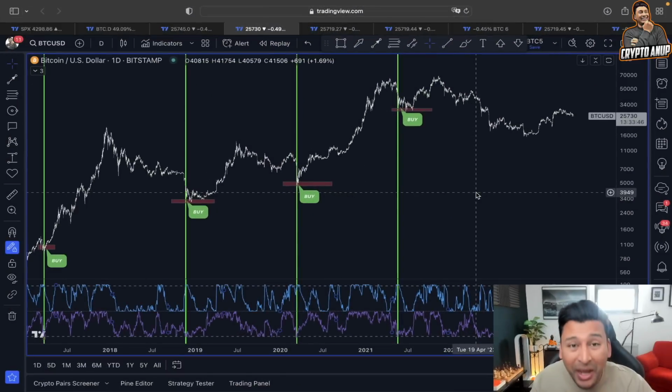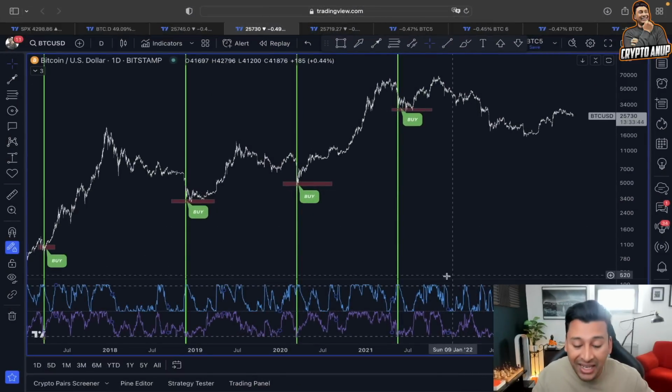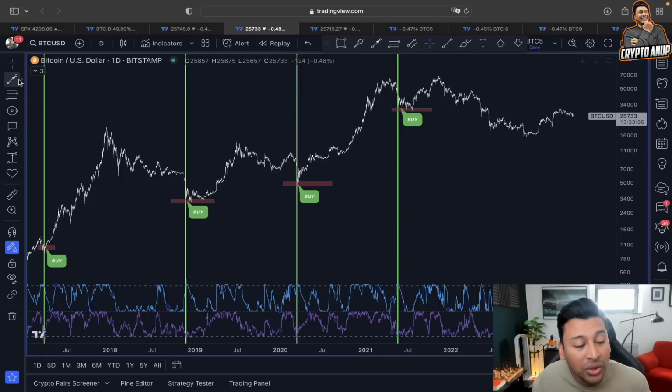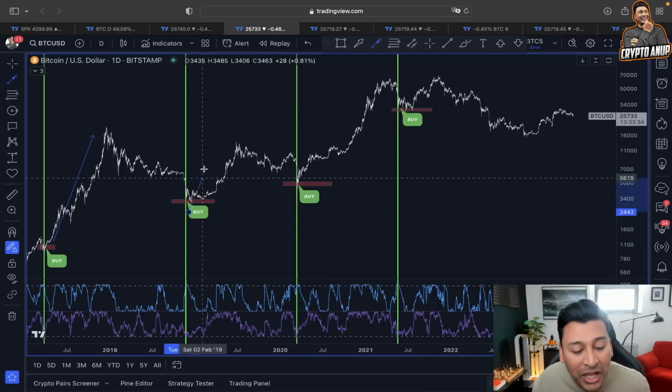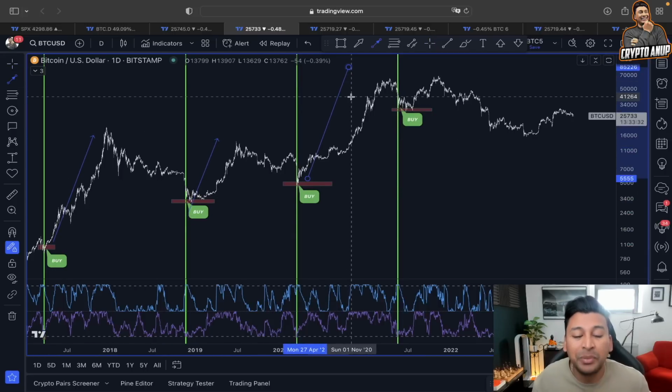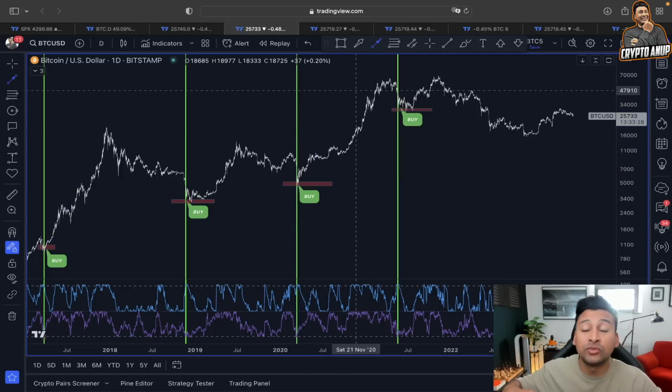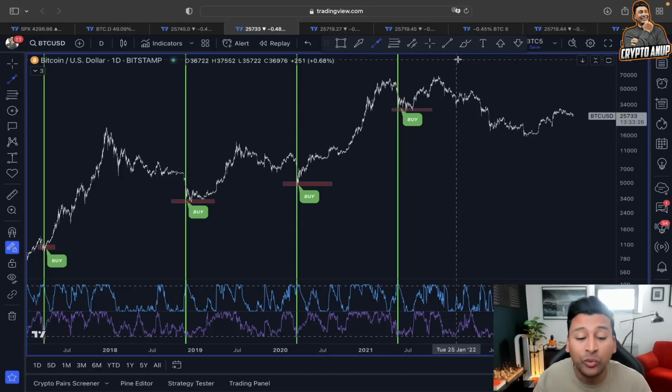So in the past price action, whenever we have seen this indicator, ATR normalized and Williams Percent Range, giving us a buy signal, only after that we have seen the market showing an actual reversal. Yes guys, in the past price action, this indicator has been a very helpful indicator to find out market bottoms. So that is why we are going to jumpstart with this indicator.